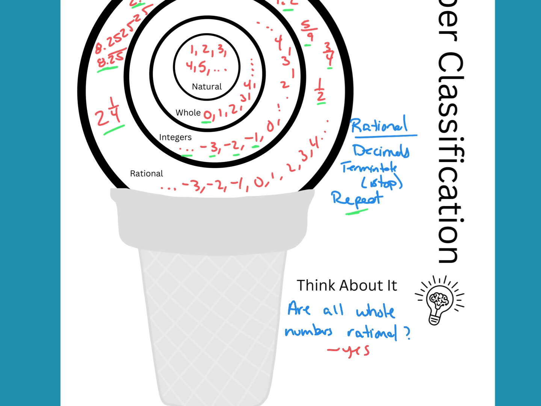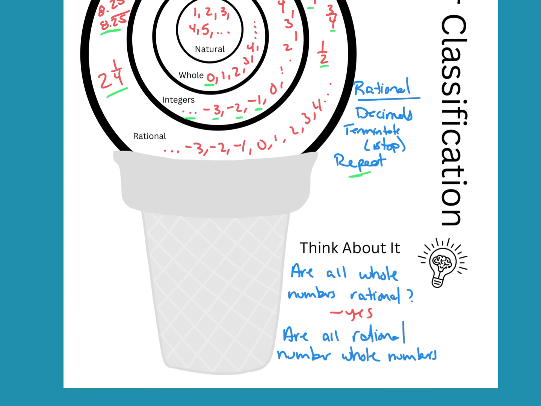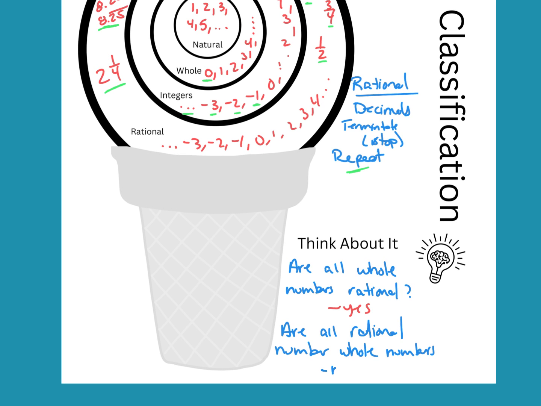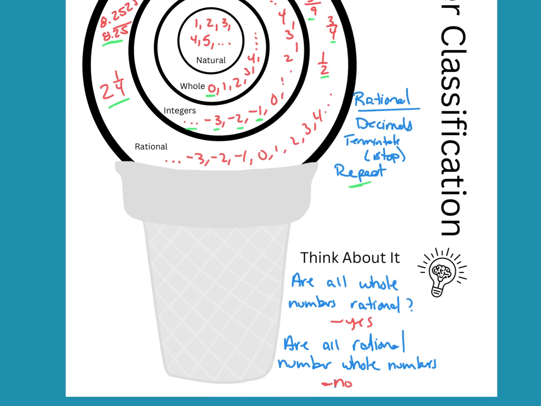Well, what if we say it backwards? Are all rational numbers whole numbers? Does this whole rational fit inside that little bitty whole number circle? Definitely not. So then are all rational numbers whole numbers? No. So one way to remember is think about where it's at in this picture, in the circle.